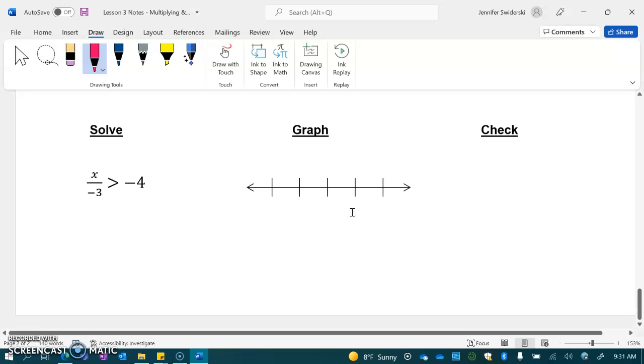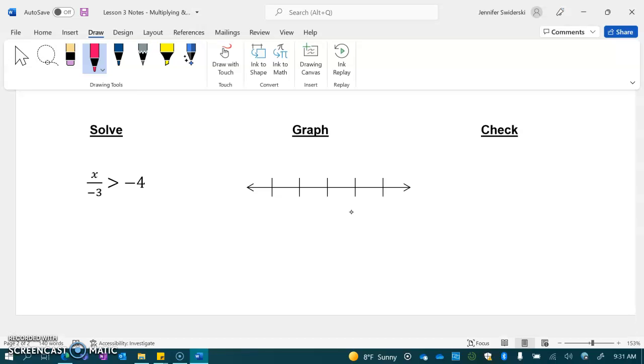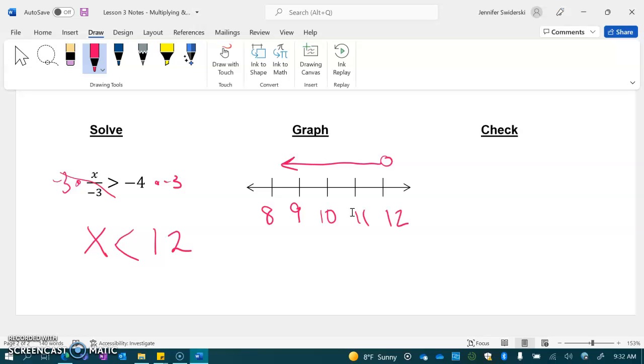All right, this next one, the opposite of dividing by -3 is multiplying by -3. When I do that, I'm going to get x. I have to flip my sign, is less than 12. So if this is 10, I have 11, I have 12, I have 9, and I have 8. My circle will be open at 12, going to the left.